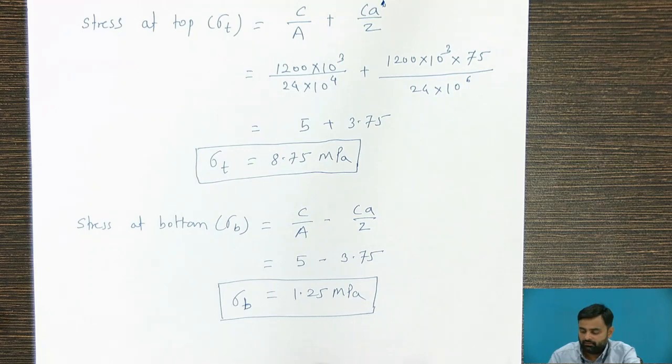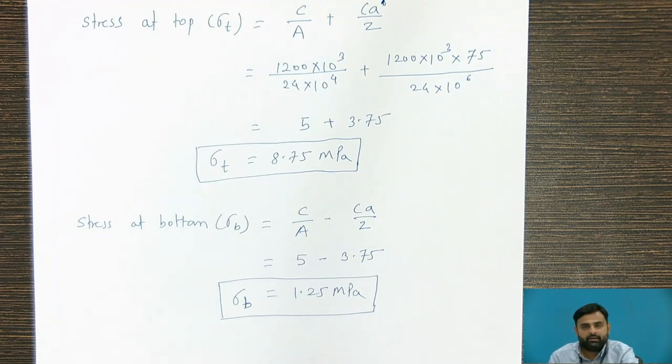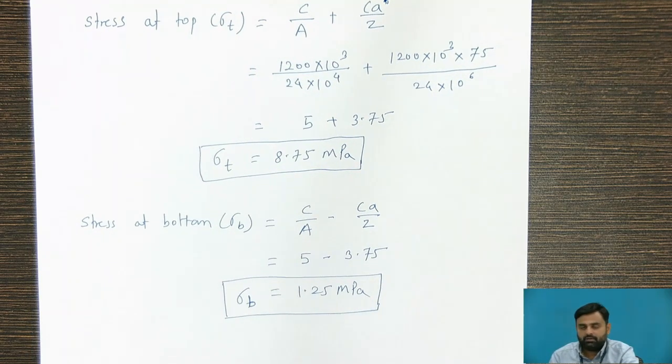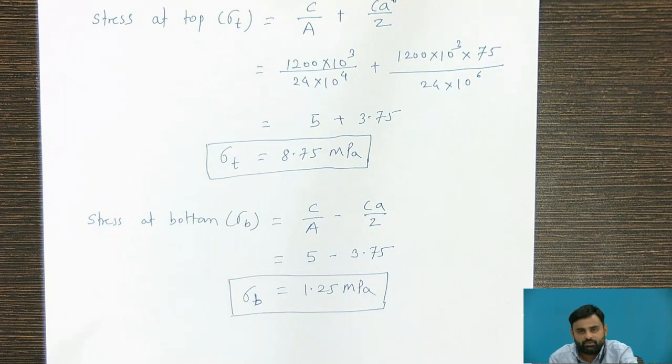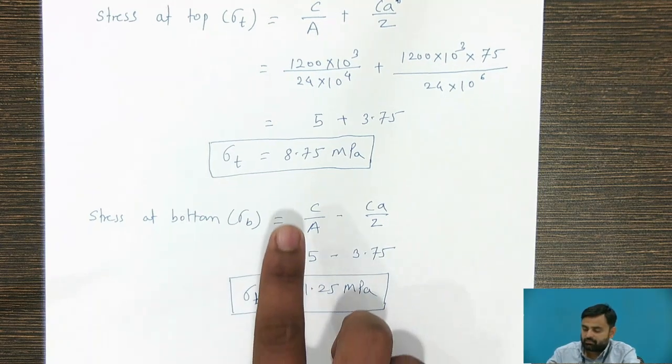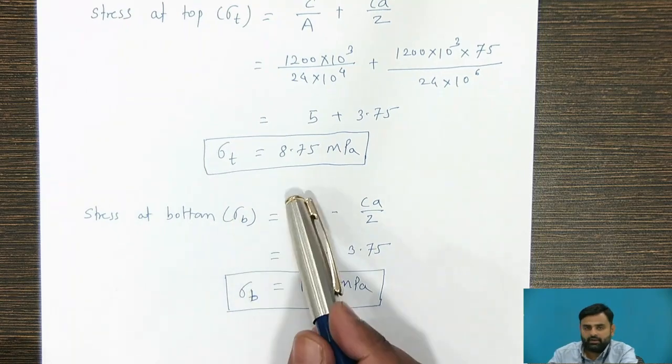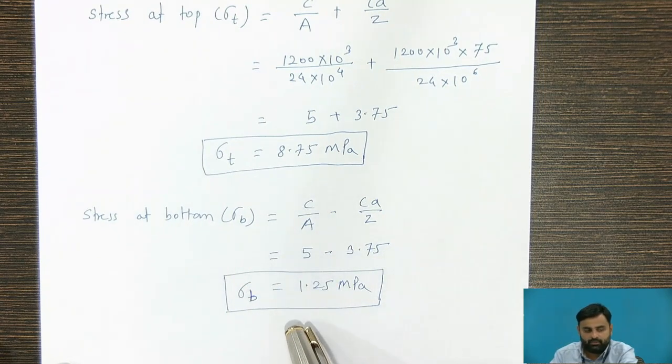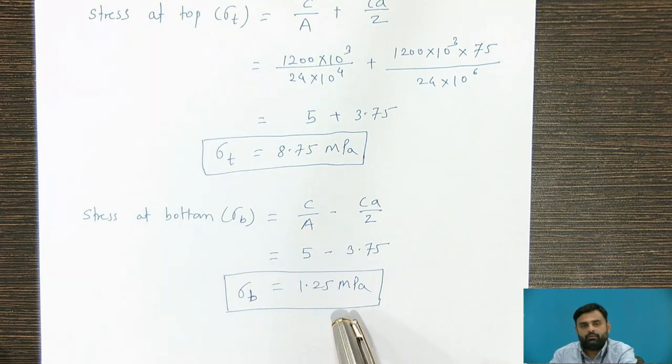So in this way we can calculate the extreme stresses at the midspan section of the prestressed concrete beam. This indicates that when we consider the prestressed concrete beam cross section, at the topmost layer the stress is 8.75 MPa, and at the bottom level the stress is 1.25 MPa.